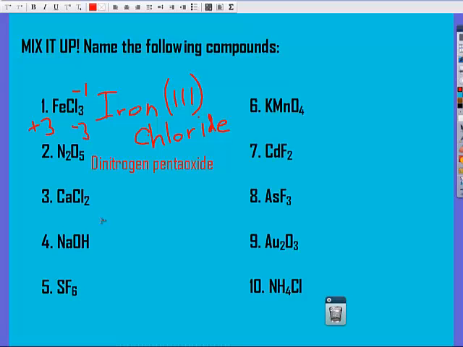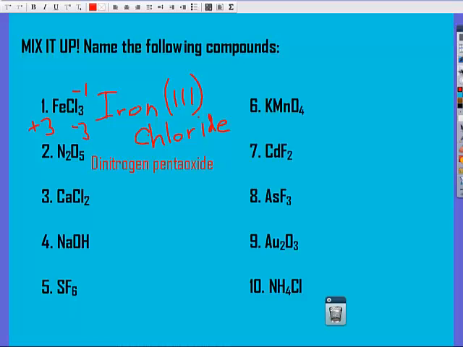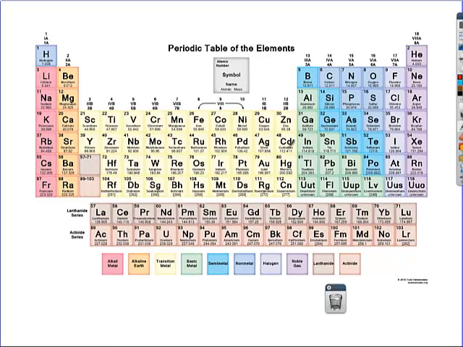Number 3. Let's find those on the periodic table. Let's go back to the periodic table. Oh, I've already forgot. Calcium and chlorine. Calcium is right here. Chlorine is right here. I do not have 2 nonmetals. I don't have both of them in this section over here. So you cannot use di, tri, tetra, all that. You cannot use it. Only when they're in the same section.